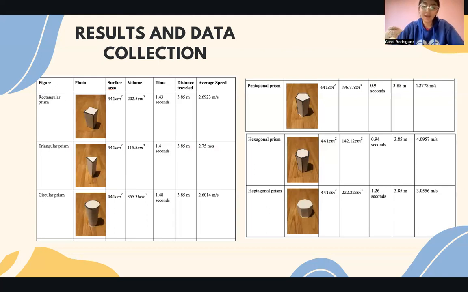And finally, for the heptagonal prism, the volume was 222.2 centimeters cubed, and the time it took was 1.26. Thus, the average speed was 3.05.